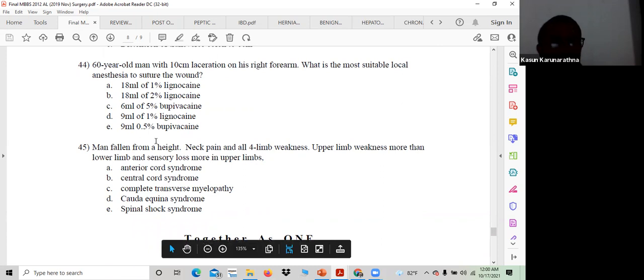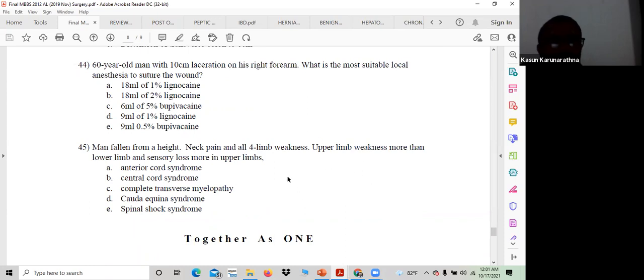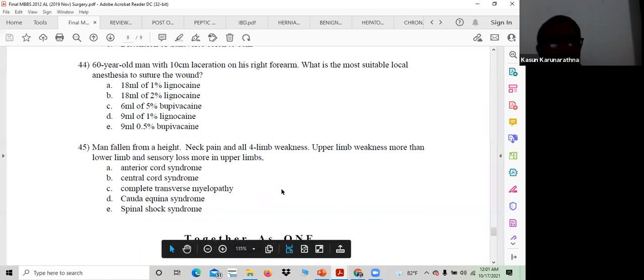Man fallen from height, neck pain, and all 4 limbs weakness. All limbs are weakened. Upper limb weakness is more than the lower limb, and sensory loss is more in the upper limbs. What is this clinical condition?